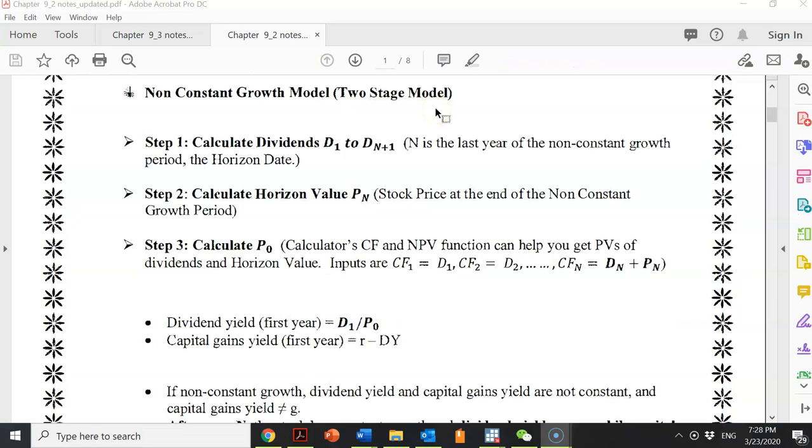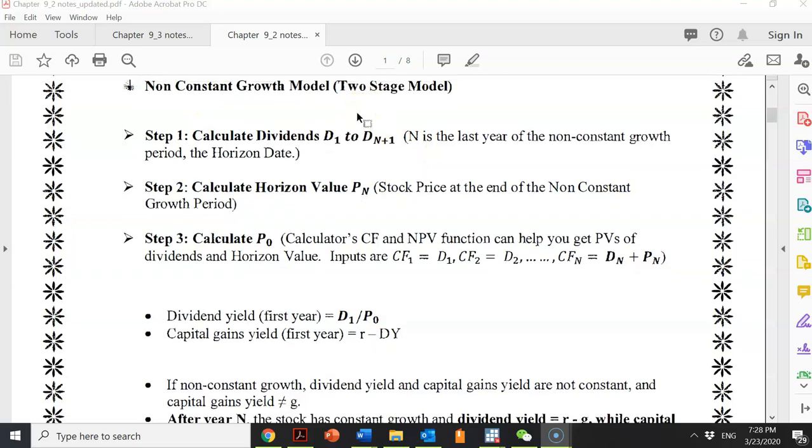In this case, the dividends are not growing at G forever anymore. Instead, we have two stages. In class 1, we had the case where we only have one stage, and the G is constant forever. Here, we call it the non-constant growth model because G is not constant forever anymore. We have two stages where in the first stage, we have a dividend growth rate G1, and then in the second stage, we have another different growth rate G2. So things get a little bit more complicated.